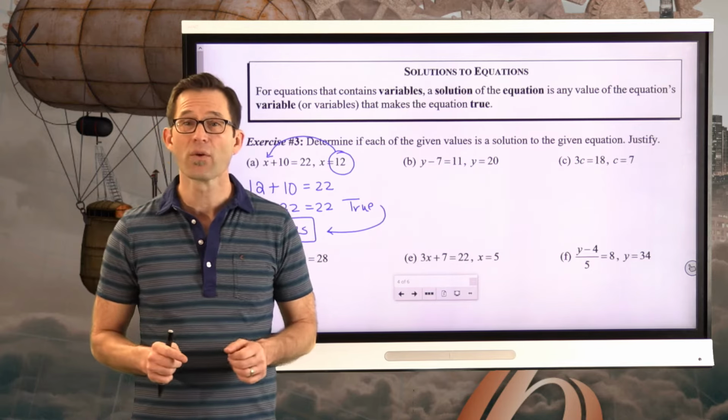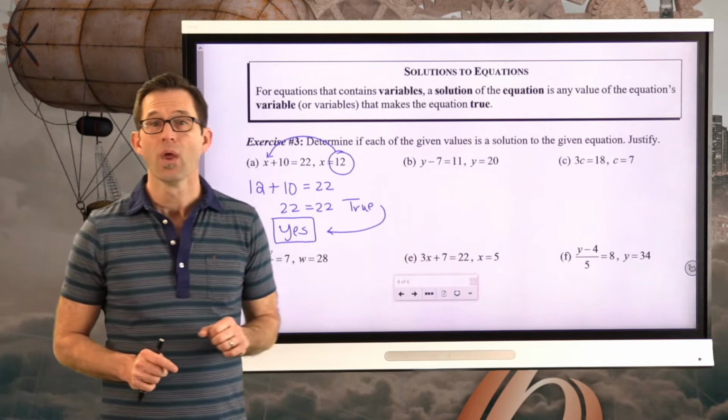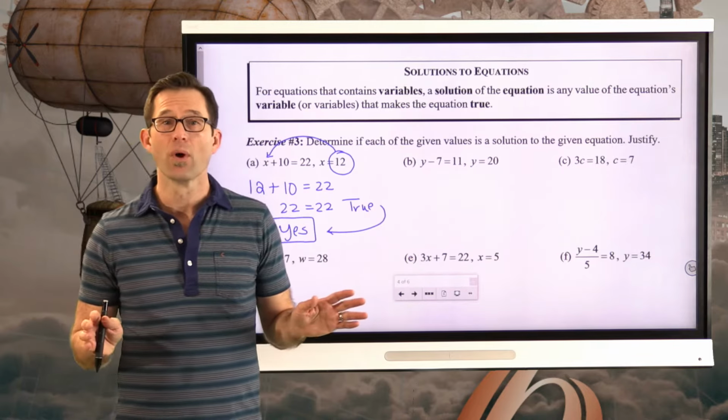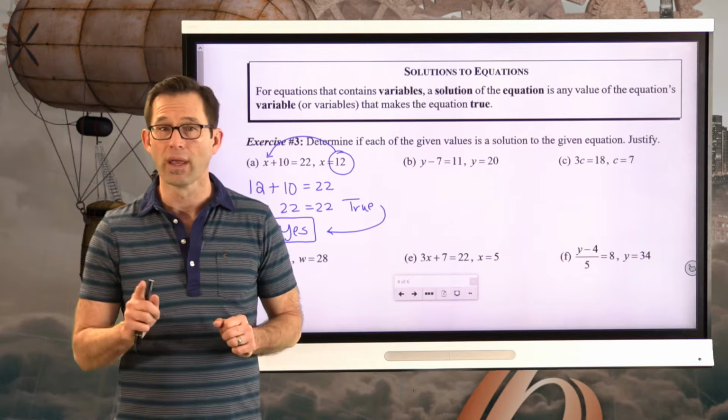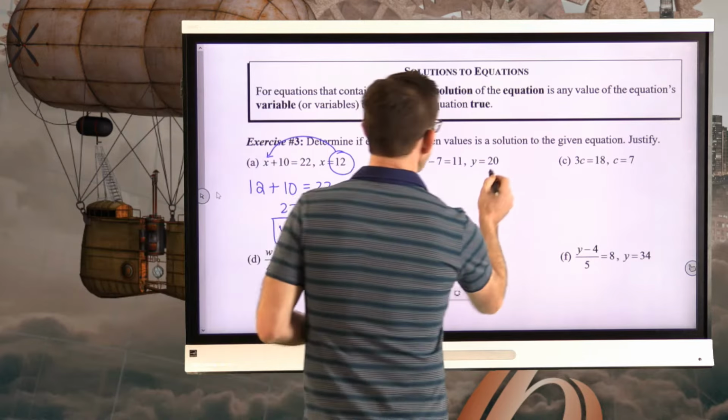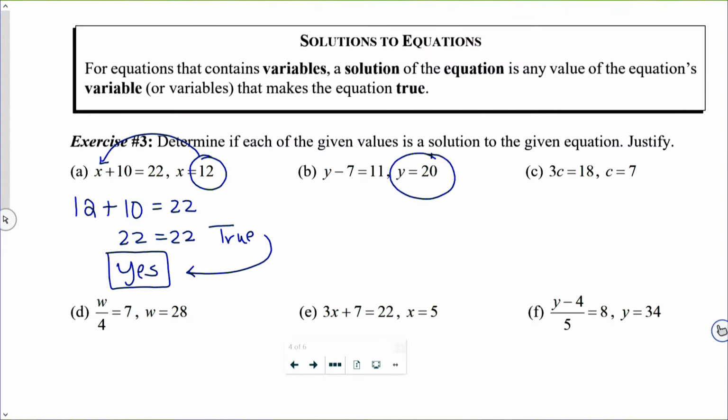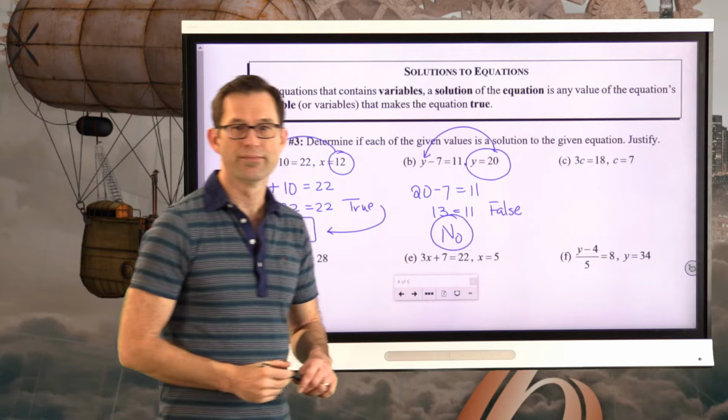All right, let's keep playing around with this. Let's try this one, where I have y minus 7 is equal to 11, and I want to see if y equals 20 is a solution. So I'm going to do exactly the same thing I did before. I'm going to take that 20 and substitute it in for this y, and I'll get 20 minus 7 is equal to 11. That gives me 13 is equal to 11. That's false, and therefore the answer is no. That is not a solution to the equation.